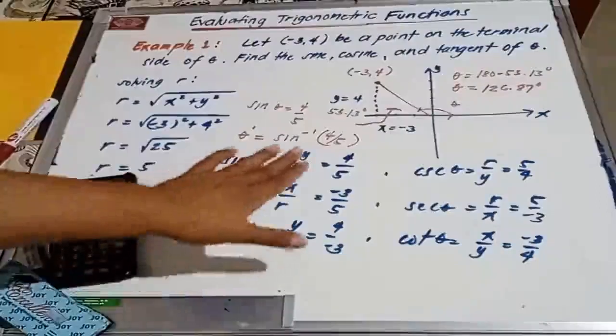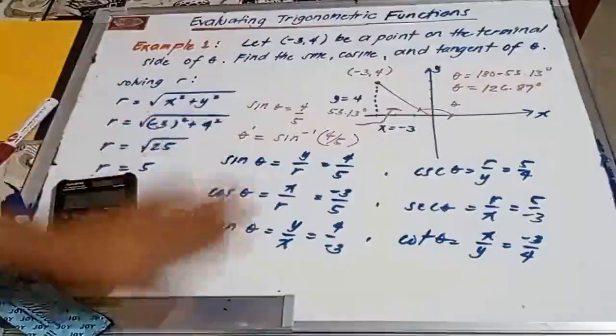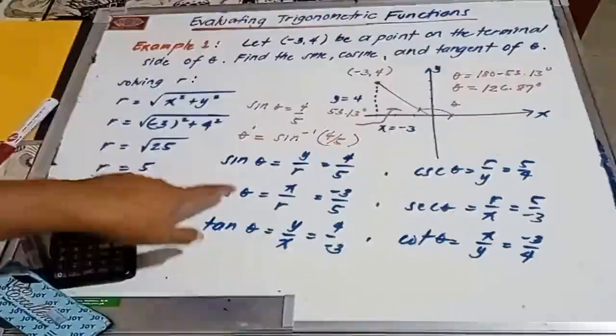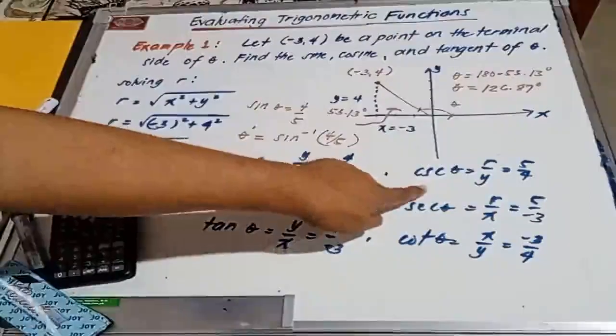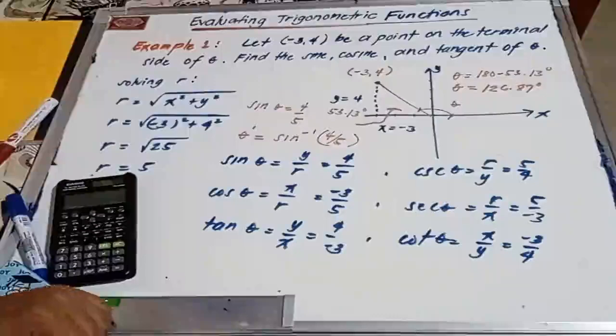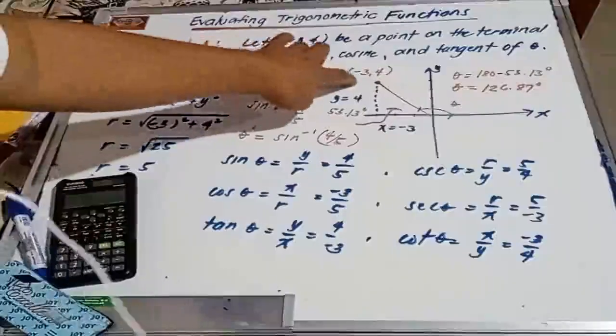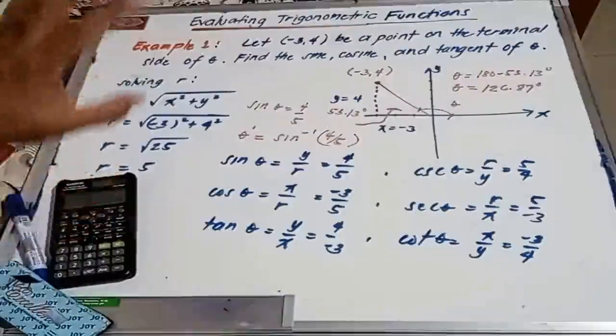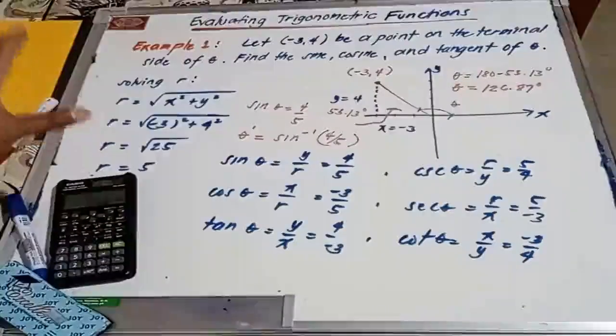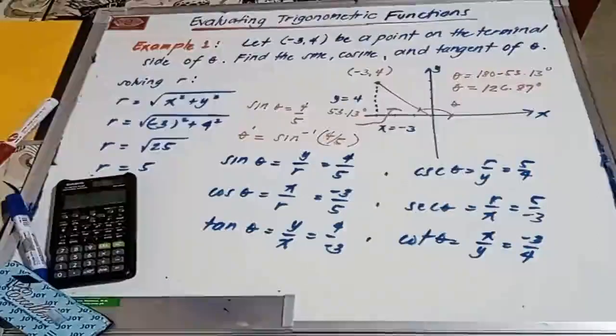And if we're going to analyze the values or the signs of the 6 trigonometric functions, si sine at si cosecant lamang ang positive. The rest of the functions ay negative dahil yung ating point is located dun sa second quadrant. At kapag sa second quadrant, only sine and cosecant are positive. Okay? So that will be the end of example number 1. I'm going to give you another example that this time hindi given ang point. Okay? So thank you.